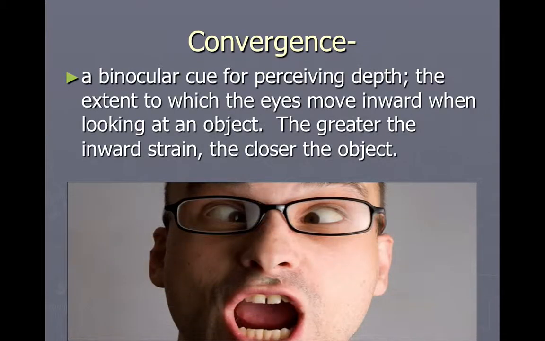The second binocular cue is called convergence. This is another binocular cue to help you perceive depth. And it's basically the extent to which the eyes move inward when looking at an object. The greater the inward strain, the closer the object. So this is kind of a funny little illustration of a man crossing his eyes, but we truly know that our eyes do converge. So that should help you with remembering the binocular cue. You need 2 eyes to create an inward strain. And again, the greater the inward strain, the closer the object.